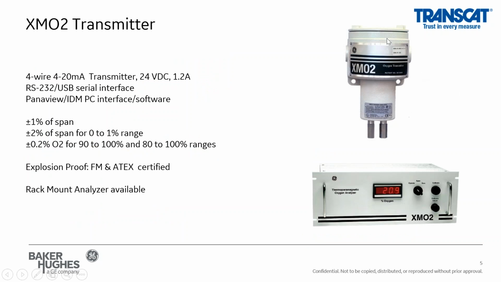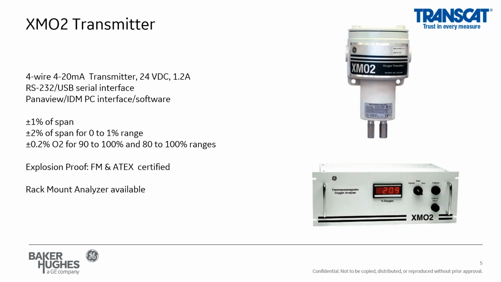This is just a picture of the XMO2, which is the thermoparamagnetic transmitter. It provides a linear 4 to 20 milliamp signal. It does have a digital interface as well as the analog 4 to 20 milliamp signal. You can also get it in a rack mount version for safer area applications. The unit pictured in the upper section is the explosion-proof version, and that measures the full range of virtually 0 to 100% oxygen.